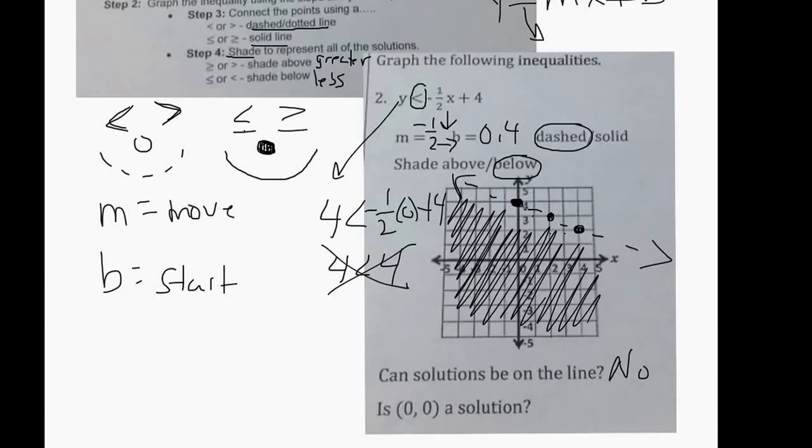Is (0, 0) a solution? Well, (0, 0) is located right there. That's in the shaded area, so that is yes. The other option would be to plug (0, 0) in, and it would look like this. 0 is less than negative 1/2 times 0 plus 4. That stays 0. Half of 0 is 0, plus 4 is 4. 0 is less than 4. That's a true statement. So (0, 0) is a solution.